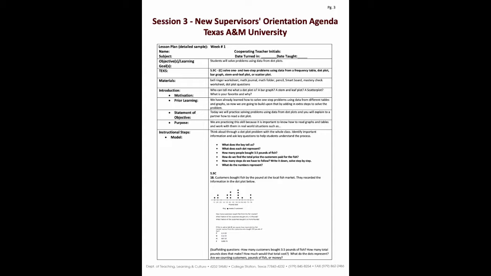Remember that the components under introduction may appear on a lesson plan in any order that is appropriate for the given lesson. Also remember that there may be components that are labeled as NA, especially under instructional steps if they are not appropriate for that lesson.